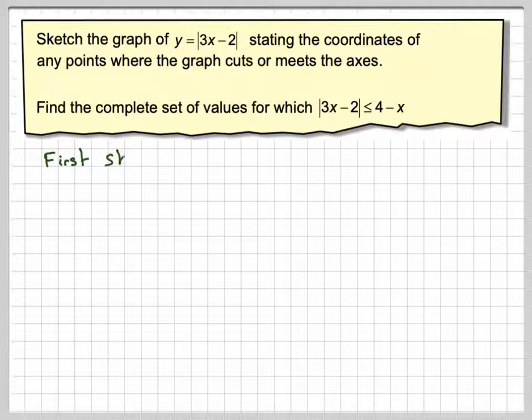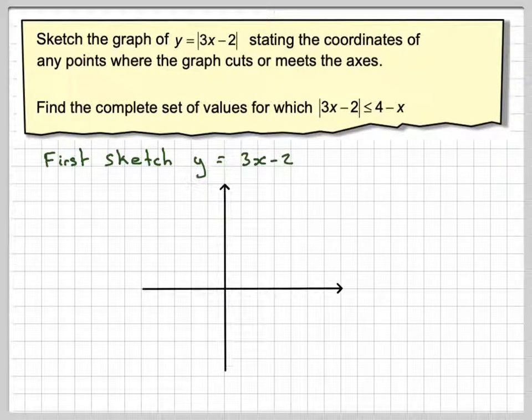Right, so first we need to sketch just y is equal to 3x minus 2. So that is quite easy. If we use y is equal to mx plus c, then we know it goes through this point here at minus 2. And then a gradient of 3 means for every one along I go 3 up. So that'll be the next point. Every one along I go 3 up. And then we should be able to draw it.